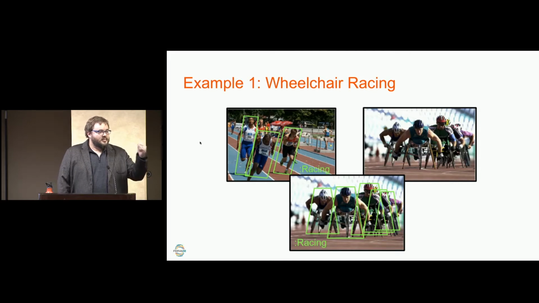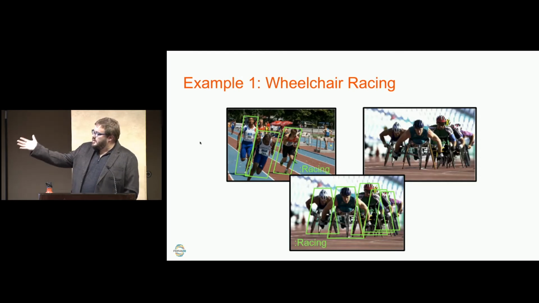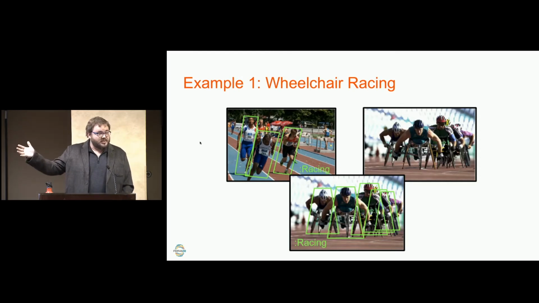Yep. So you would make an effort to collect a data set that targets the users that you don't have, so wheelchair racers. Yeah, add 10,000 photos of wheelchair racers, right? Give the algorithm something else to study, essentially.